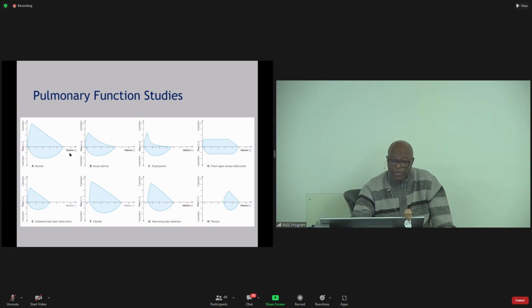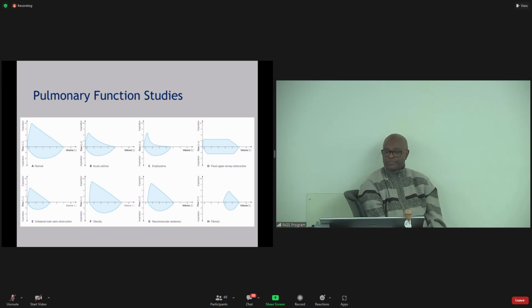Okay, but look at asthma, an asthma attack. See that? You take a shallower breath because you've got what? Bronchospasm. And then look at that. You can't seem to exhale as much as the normal person anymore, because again, your airway is now full of mucus and spasm. So they give you all kinds of different ones.